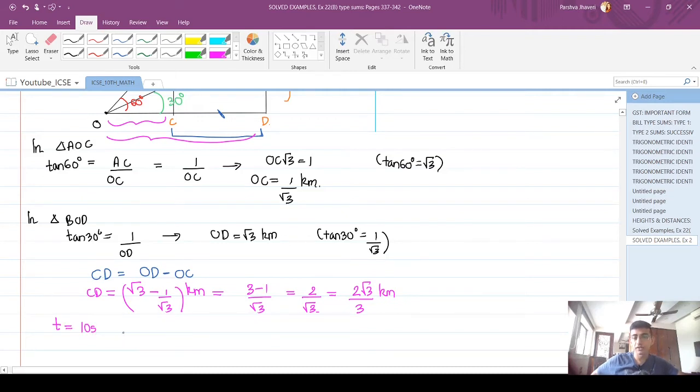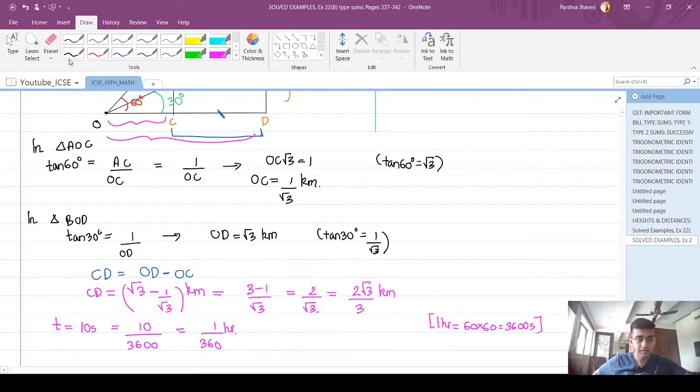Now the time given T is 10 seconds. We need to convert seconds into hours. So divide by 3600. So you will get 1 upon 360 hour. Why divide by 3600? Because 1 hour is equal to 60 minutes into 60 seconds. That is 3600 seconds.